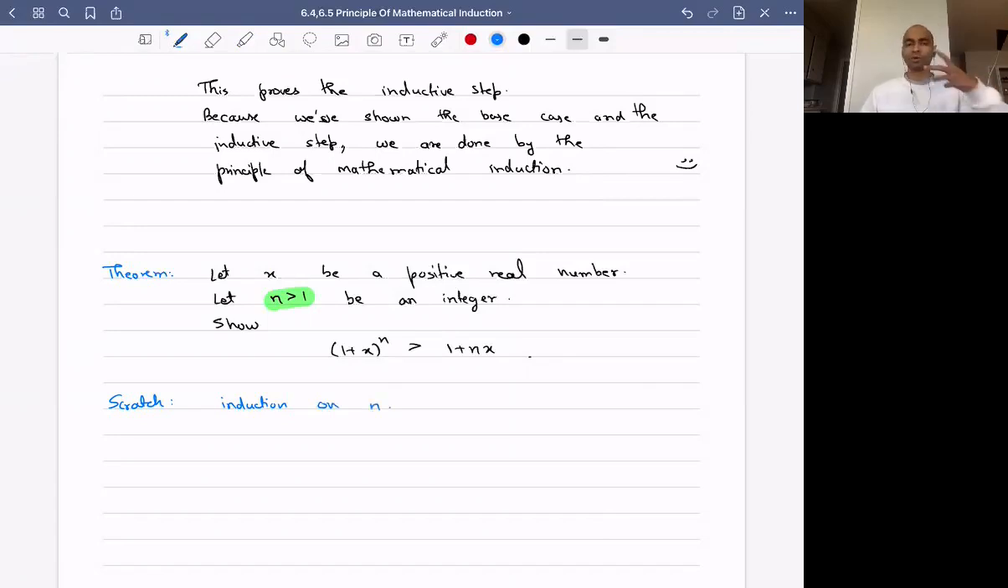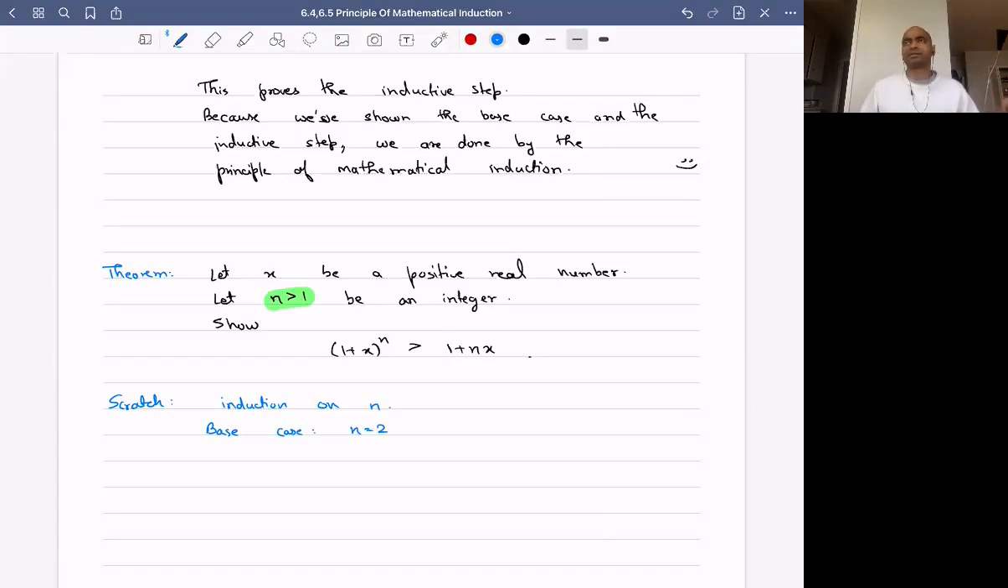Now there is one more twist here. I am only trying to show this for n greater than 1. So I don't want to start at 1 because 1 does not satisfy the condition that n is greater than 1. What's the smallest integer that is greater than 1? 2. The base case is now n equals 2 because that is the smallest integer that satisfies the condition n is greater than 1.